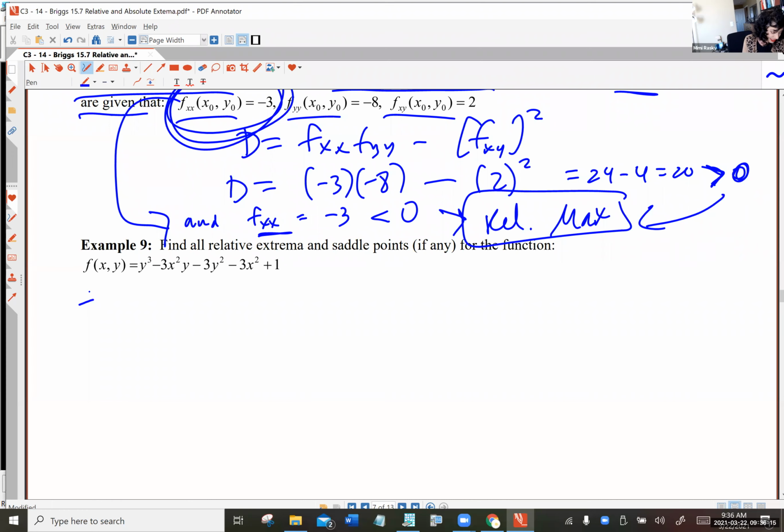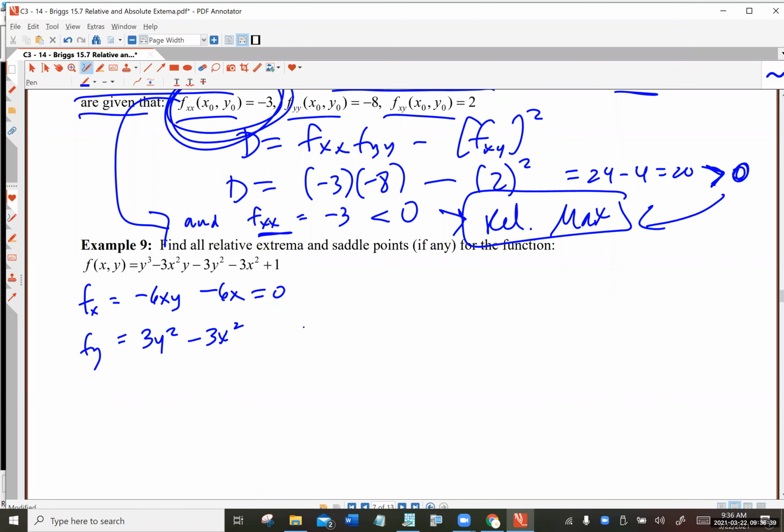All right, so let's get the partials. When I differentiate with respect to x, the first term goes to 0. The second term is -6xy. And then the second to the last term, I get -6x, and of course, I'll set it equal to 0. The first partial with respect to y: I get 3y squared minus 3x squared minus 6y equals 0. Boy, that looks terrible.